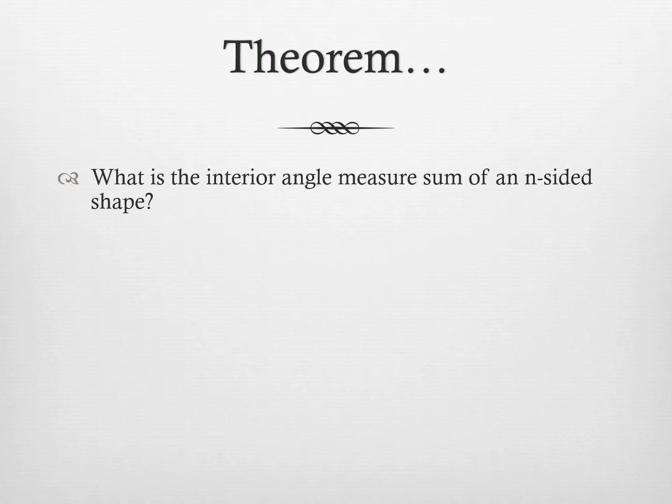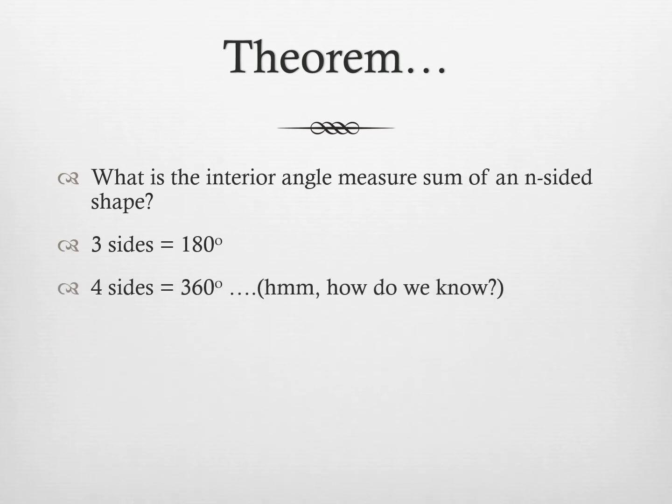Okay, so if we look at a three-sided shape, we know that's the triangle, and that three sides has 180 degrees as its total interior angle sum. Probably take a guess about the four sides, 360 degrees. It works for squares, rectangles, but we haven't proven that very rigorously, so that's why I put a note there of how do we know that it's going to be exactly 360 degrees every single time.